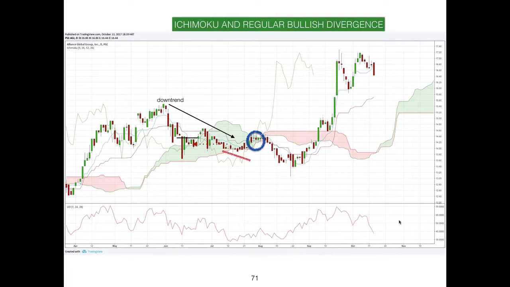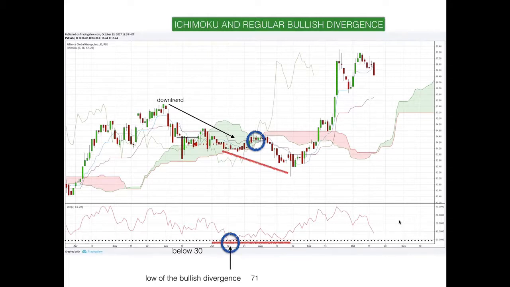A bullish divergence actually happened after this price movement. The low of the ultimate oscillator, or the low of the divergence, was below 30, which satisfies the condition. And then there was a higher low in the divergence, which formed the divergence. There's a higher low in the ultimate oscillator.